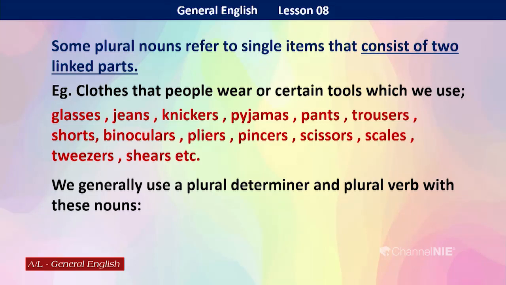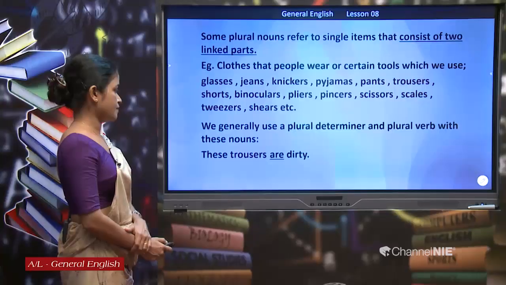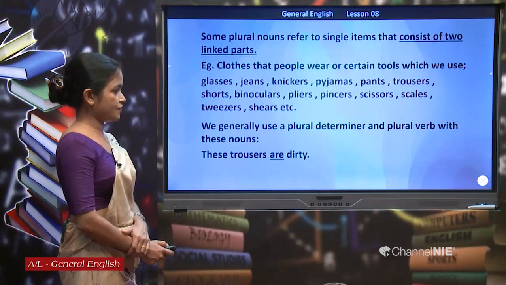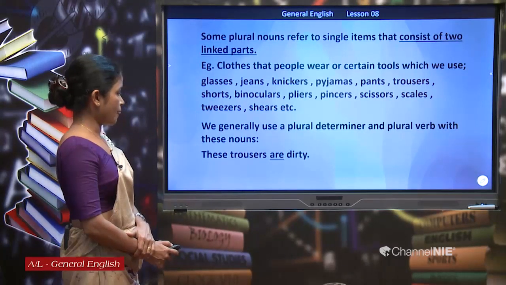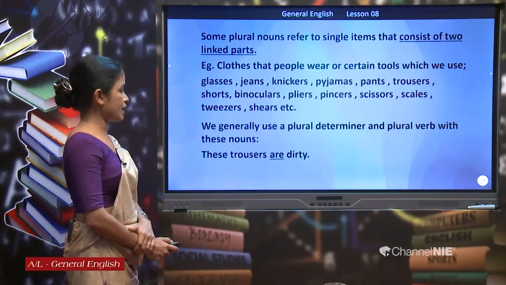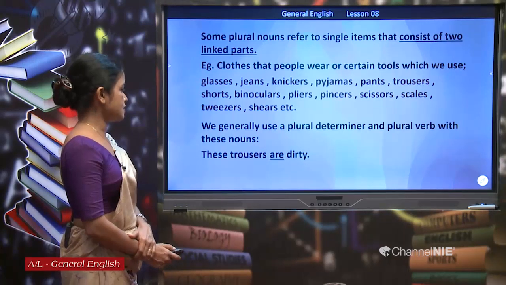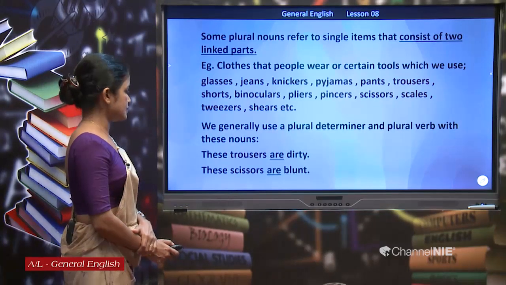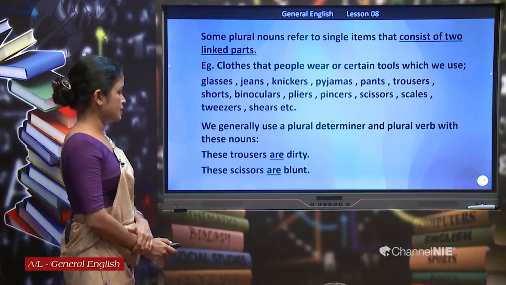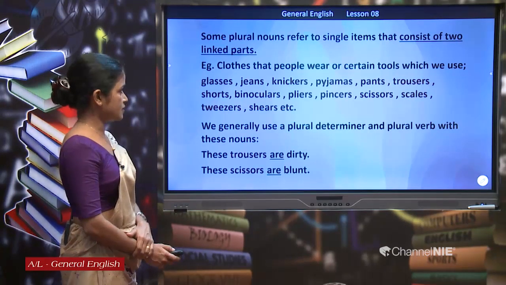We generally use a plural determiner and a plural verb with these nouns. So, if we put them in a sentence: these trousers are dirty. Although we refer to one item, we count it as a plural noun. These trousers are dirty. These scissors are blunt.